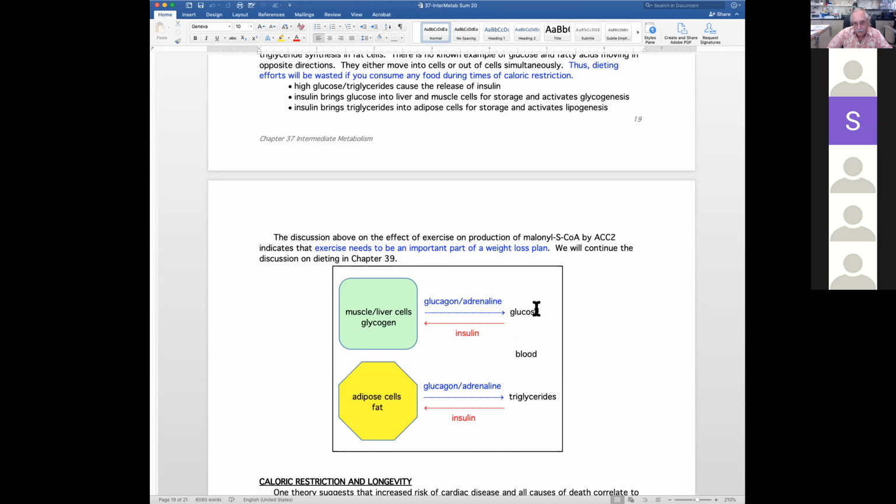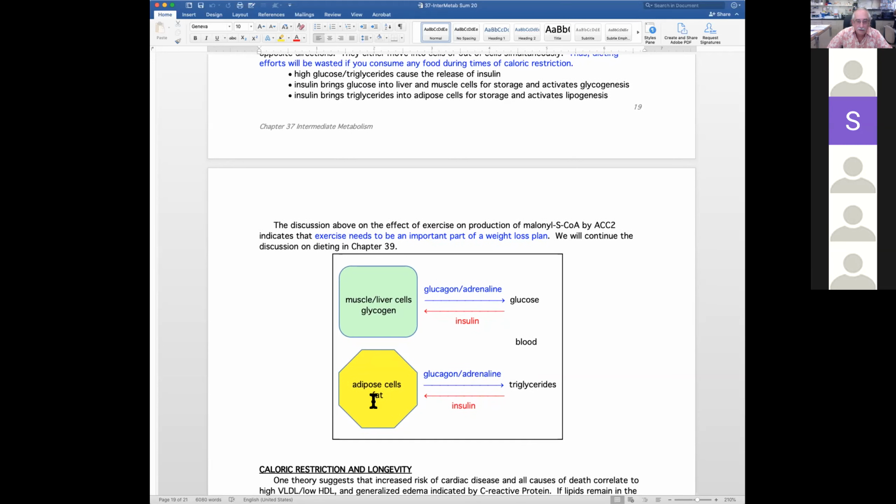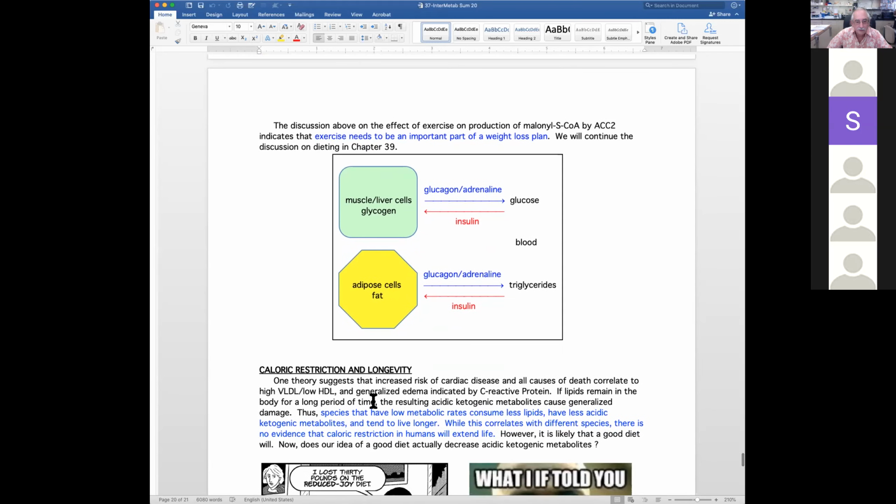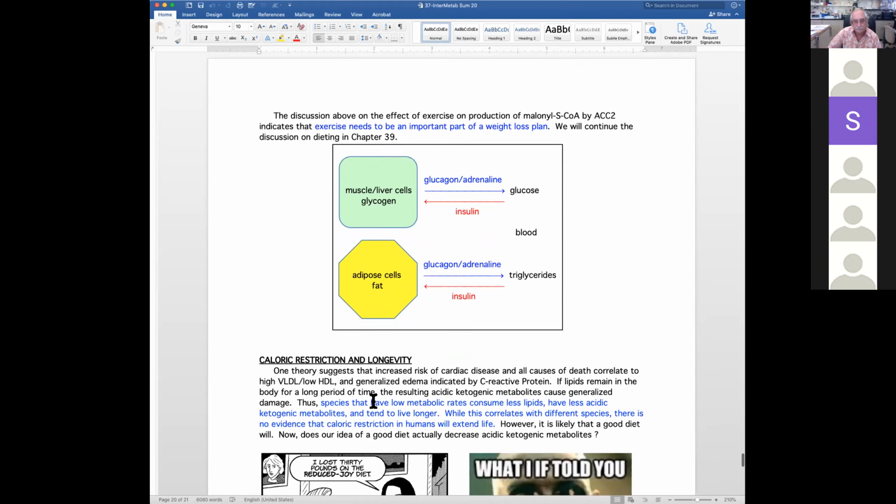So insulin not only puts glucose back into cells, it also puts triglycerides back into cells. So that's the reason why if you want to burn fat, it's not good to cause an insulin spike. Don't drink sugary stuff.